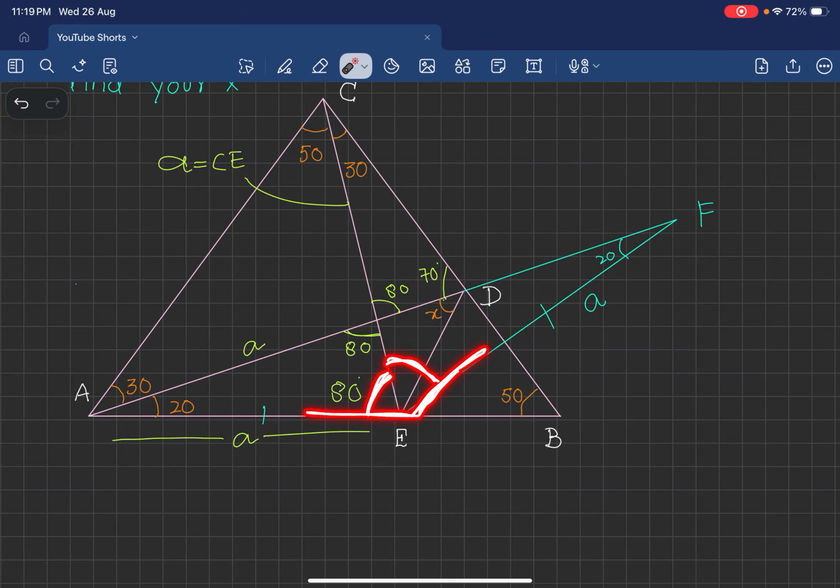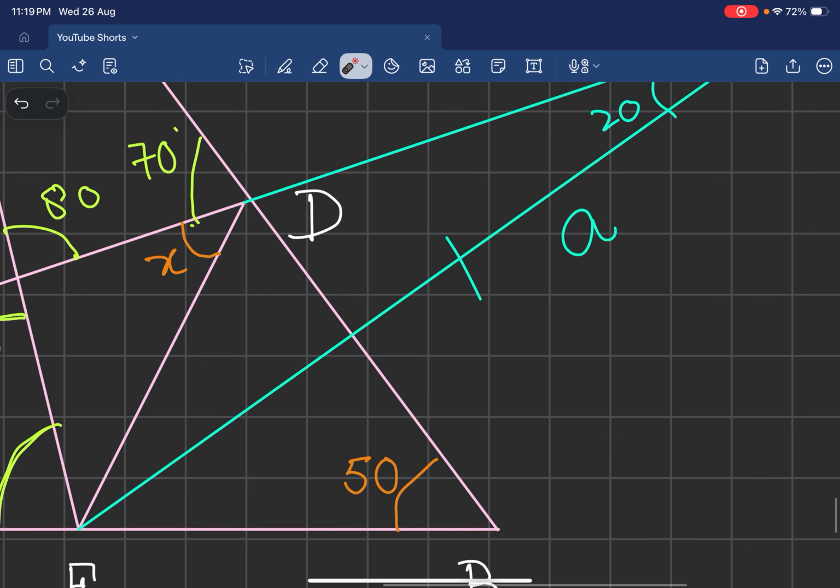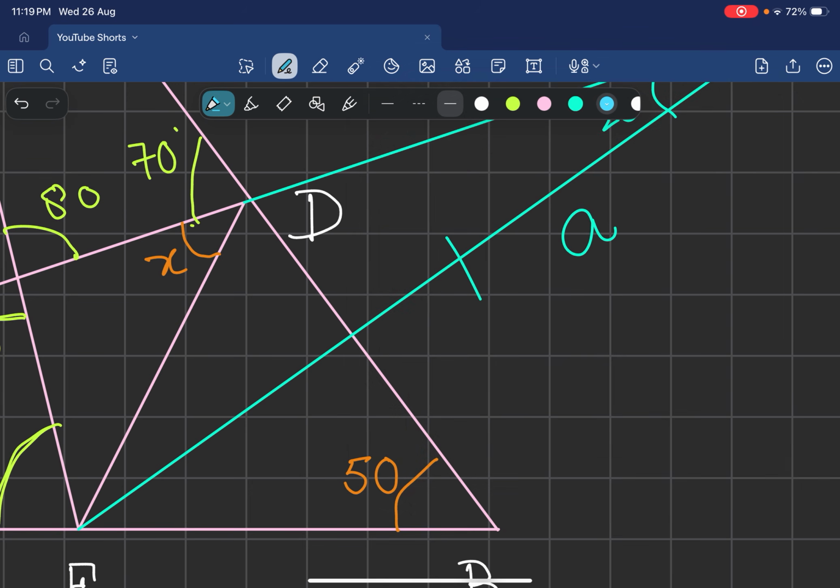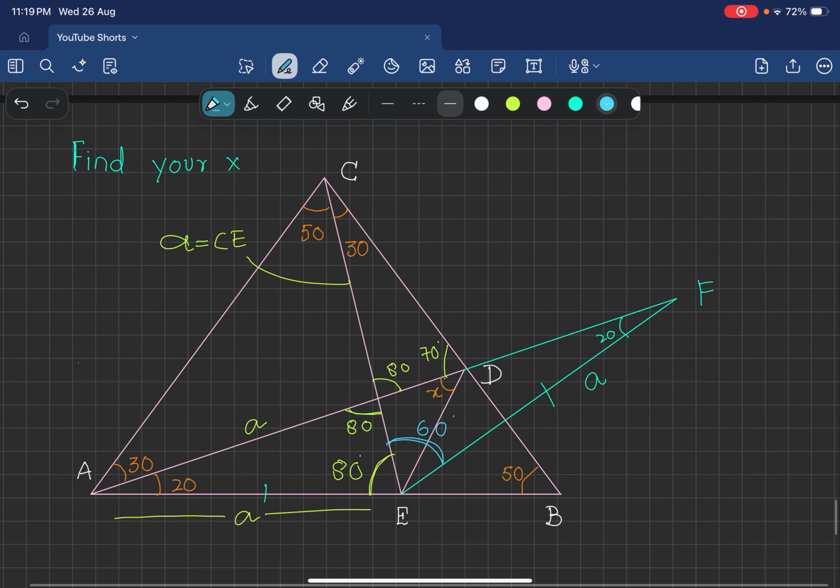And we have been given that this is 80. What will this remaining angle be? This remaining angle will be 60, right? So let me just write that down. This will be 60. Now join this triangle over here.